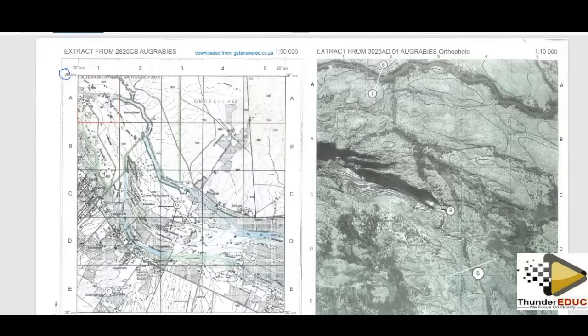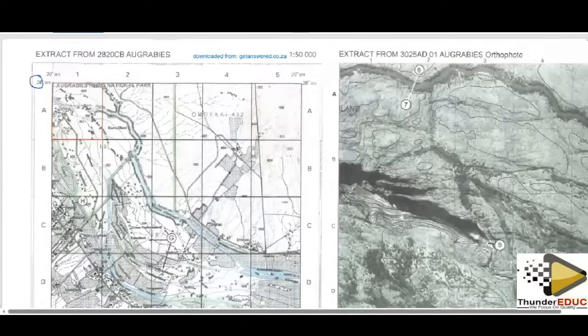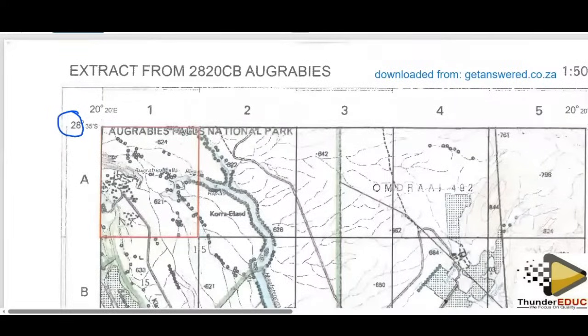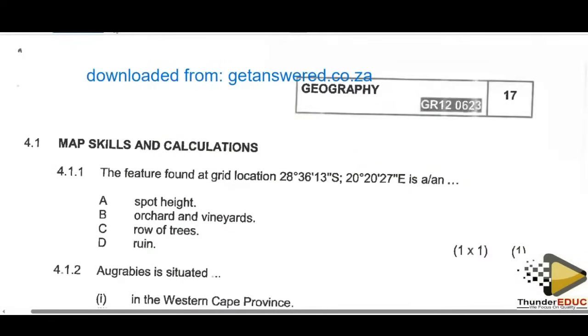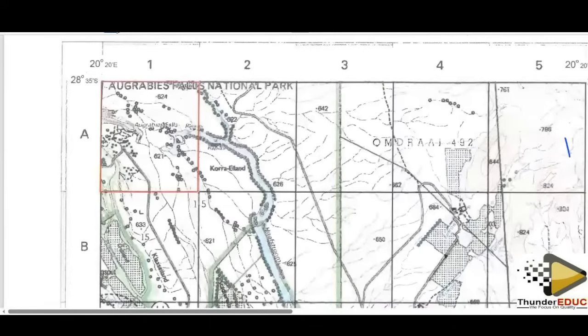So you can see this is our 28 degrees. Let's try to zoom in. So you can see, try to remove this, because the question is asking the future found at a good location, 28 degrees, 36 minutes, 13 seconds. So we have our 28 degrees here.